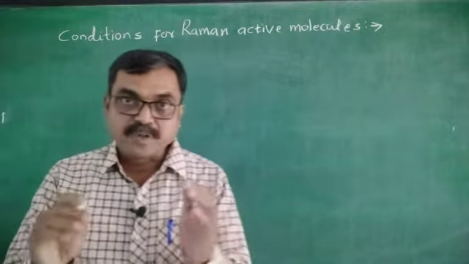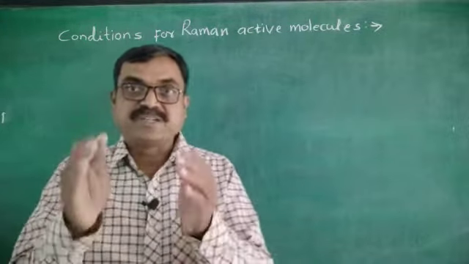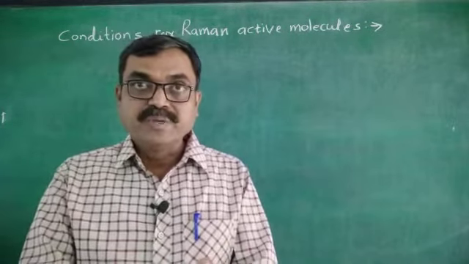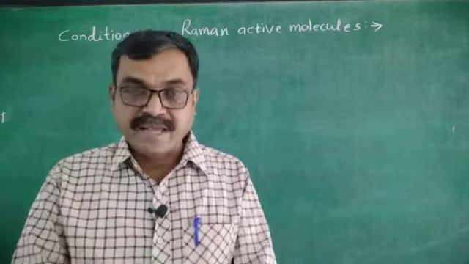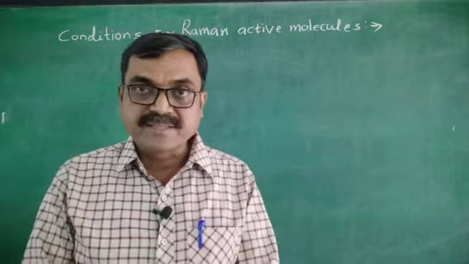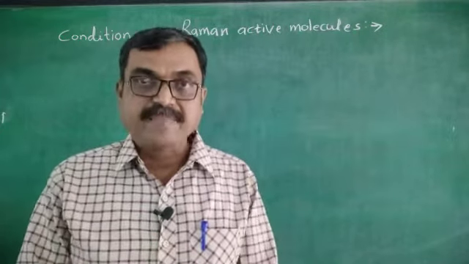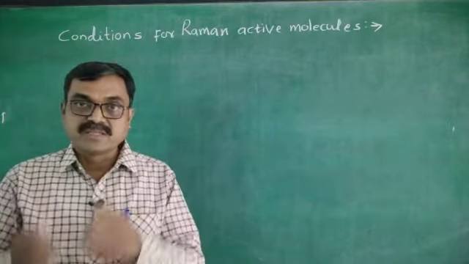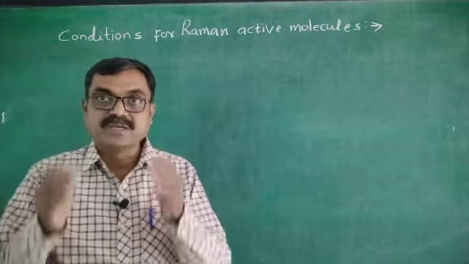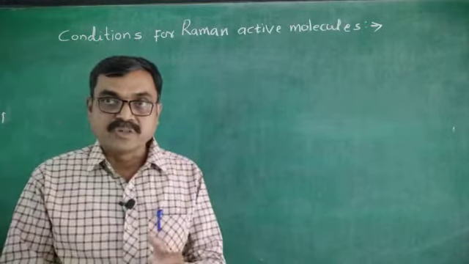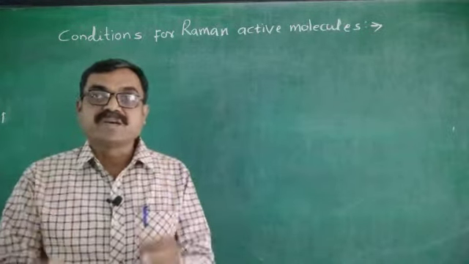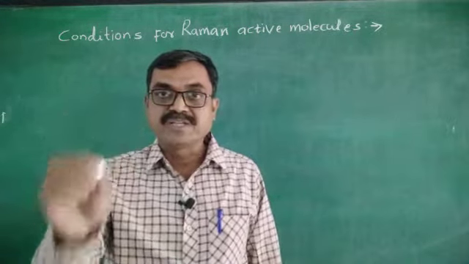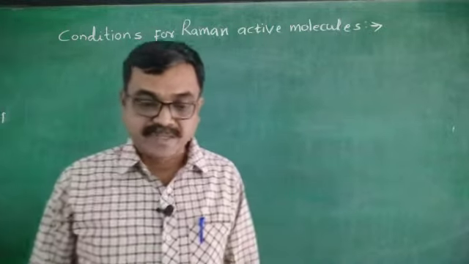Now, this change in polarization of the molecule is related to the condition of a molecule to be said to be Raman active. The molecule is said to be Raman active only when there is a change in the polarization. Means what is the important condition? For the molecule to show the Raman spectra, there must be a change in the polarization of the molecule. This is the main, very important, essential condition to show the Raman spectra.